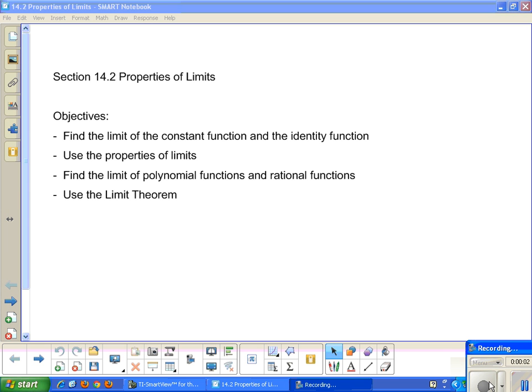Section 14.2, Properties of Limits. The objectives are to find the limit of a constant function and the identity function, use the properties of limits, find the limit of a polynomial function and radical functions, and use the limit theorem.